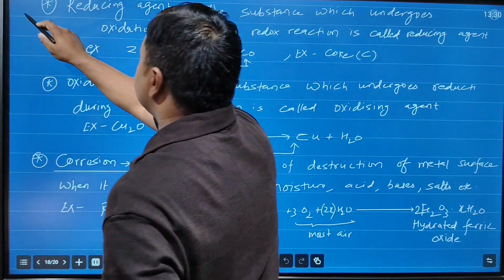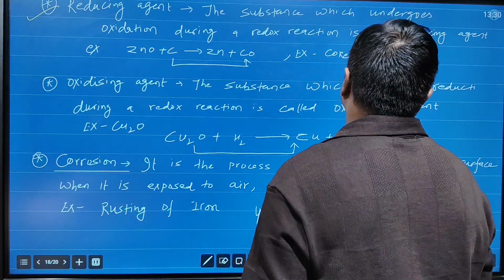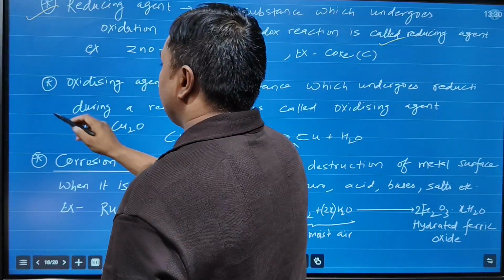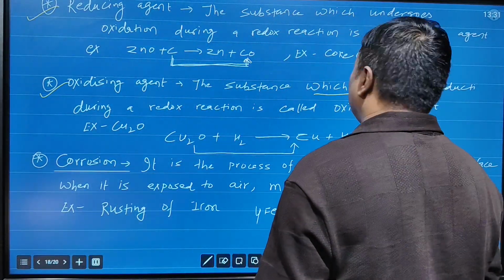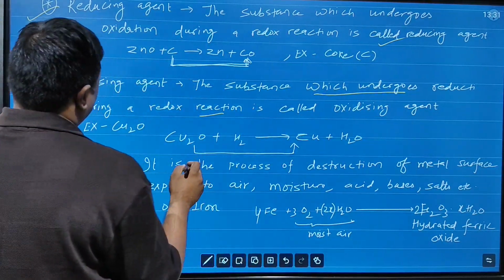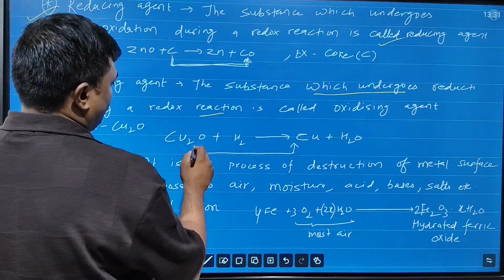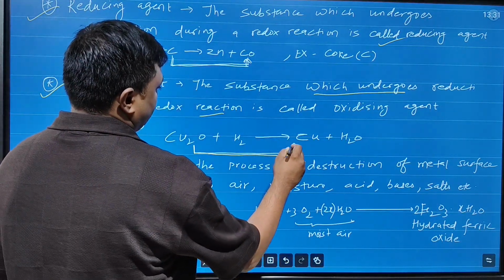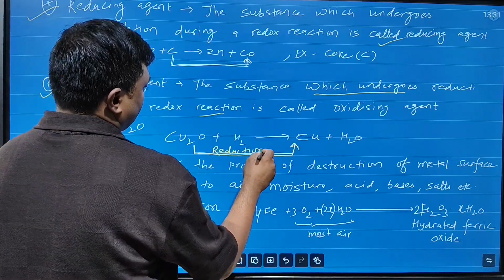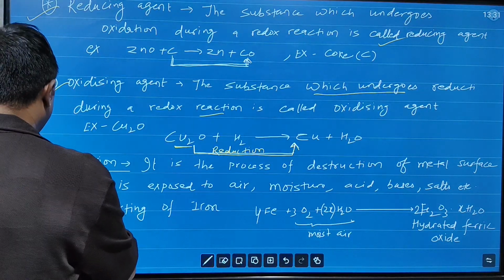So you can see the definition. The substance which undergoes oxidation during a redox reaction is the reducing agent. Okay, in this case, coke is what? Reducing agent. Oxidizing agent: the substance which undergoes reduction during a redox reaction. Okay, like copper oxide to copper. You can see this is a what? A reduction. Loss of oxygen. So this substance is undergoing reduction. So it is what? Oxidizing agent.